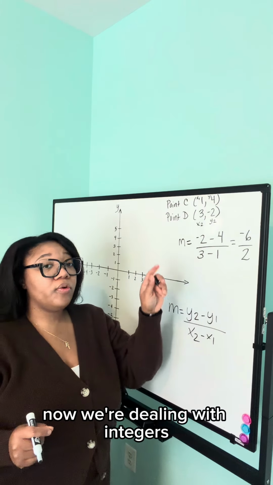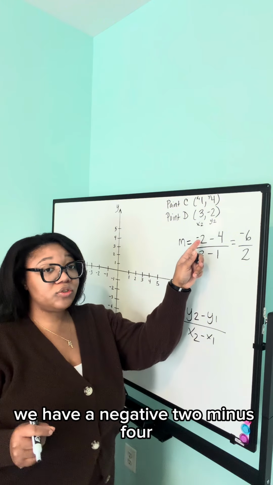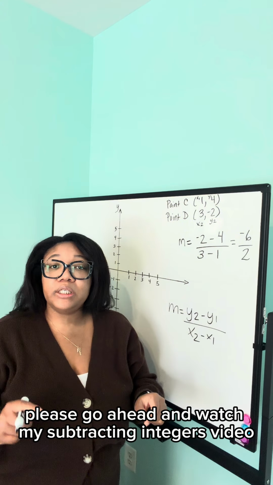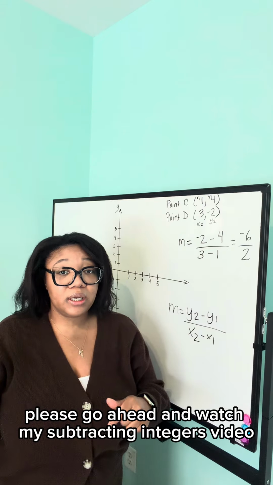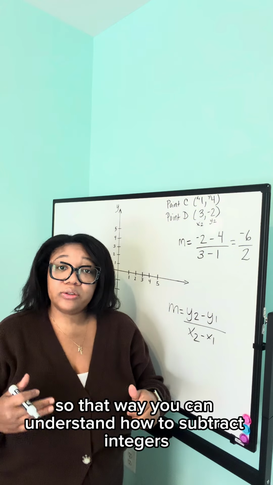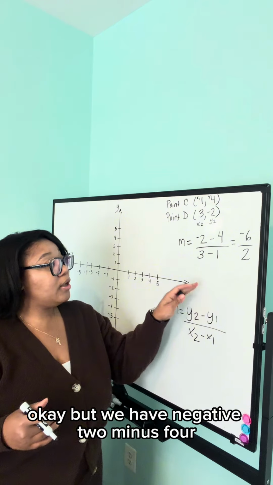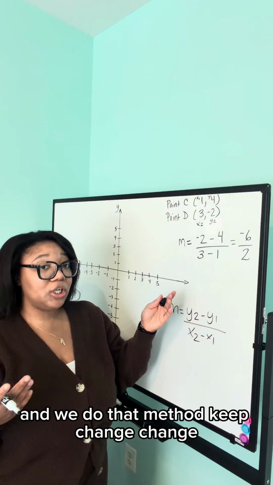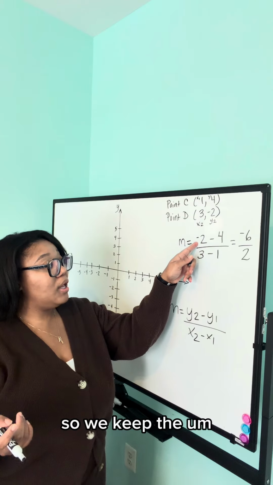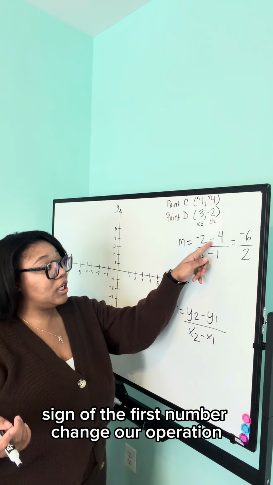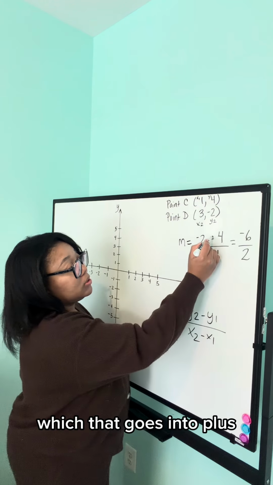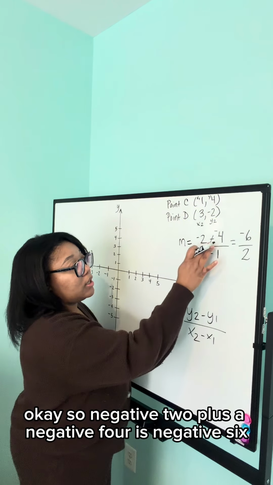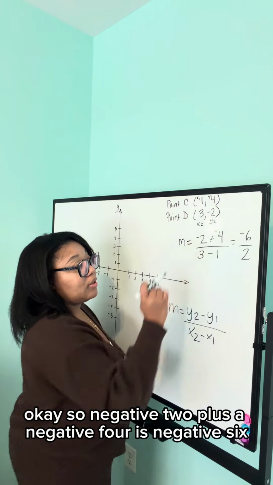Now we're dealing with integers. We have -2 minus 4. If you do not know how to subtract integers, please go ahead and watch my subtracting integers video, so that you can understand how to subtract integers. But we have -2 minus 4, and we do that method: keep, change, change. So we keep the sign of the first number, change our operation, which goes into plus, and then this will become a -4. Okay, so -2 plus -4 is -6.